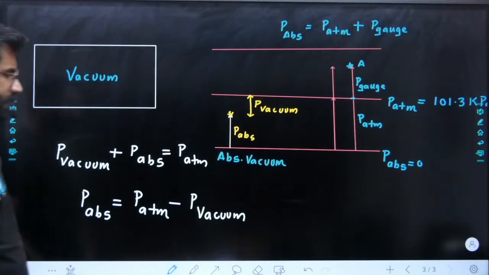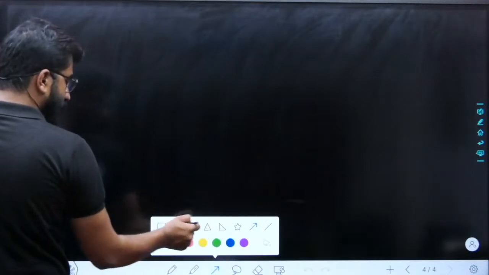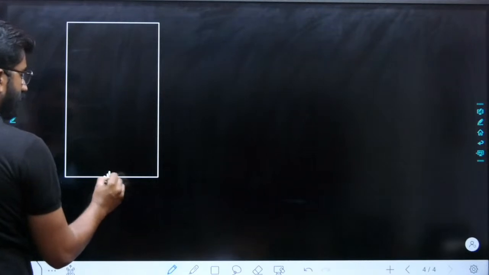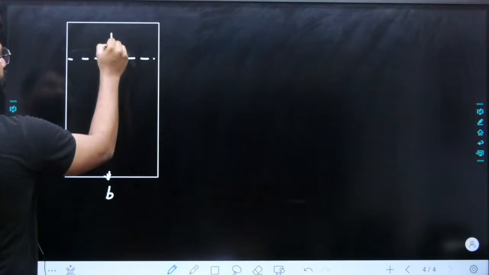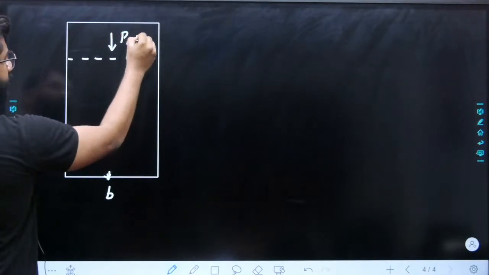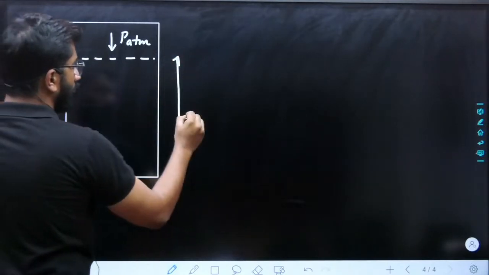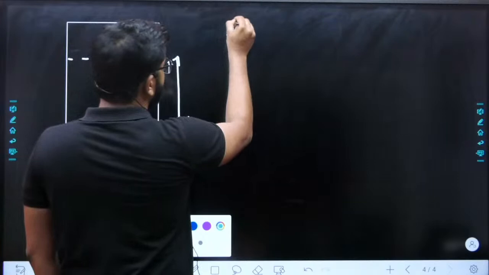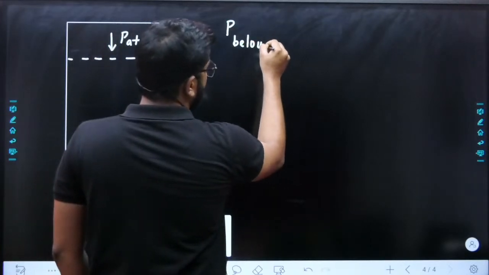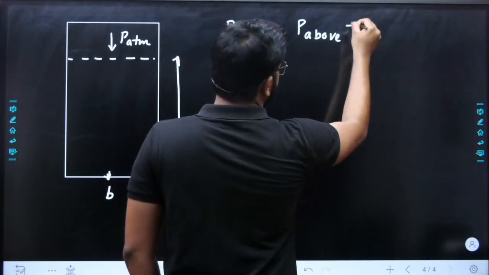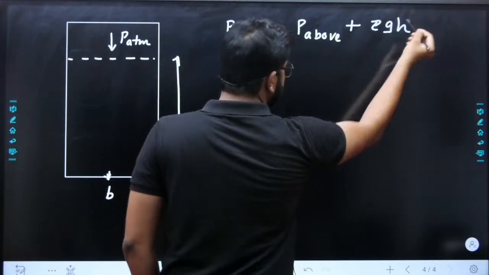Then what is the next part? Once this is done, we have a container, any simple container. They can ask you to find the pressure at the bottom, B. So if it is an open container, the pressure acting is P atm, and this height is H. So any pressure below is equal to pressure above plus rho g h.